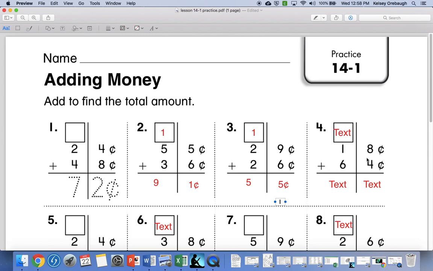Number 4. 18 cents plus 64 cents. Start in the ones place. 8 plus 4 is 12. Keep the 2 in the ones place. Regroup that 10 to the regrouping box and add your tens. 1 plus 1 is 2, plus 6 is 8. Our answer is 82 cents.